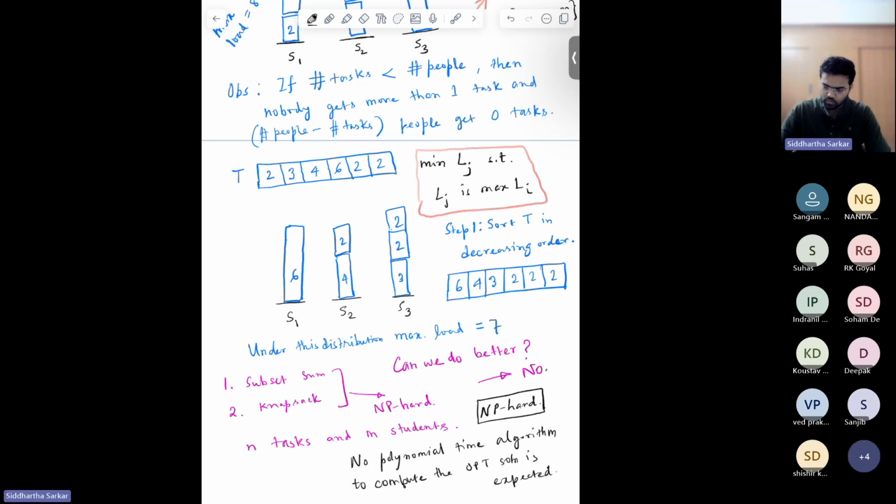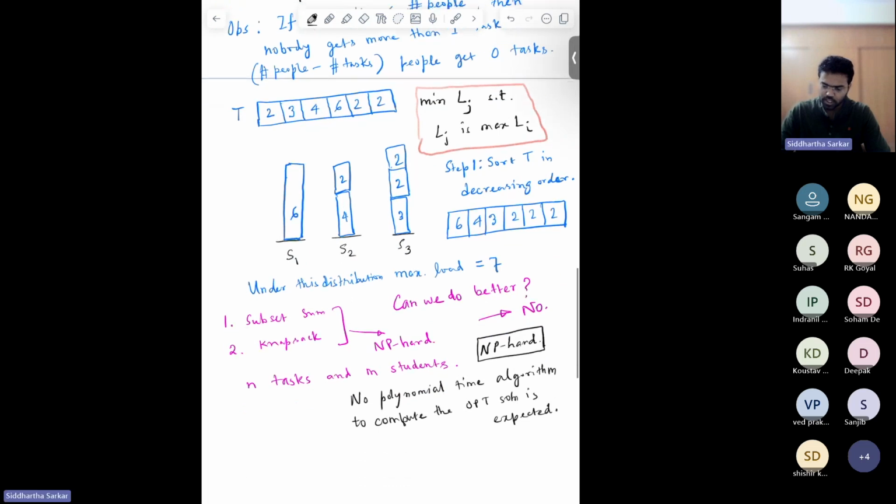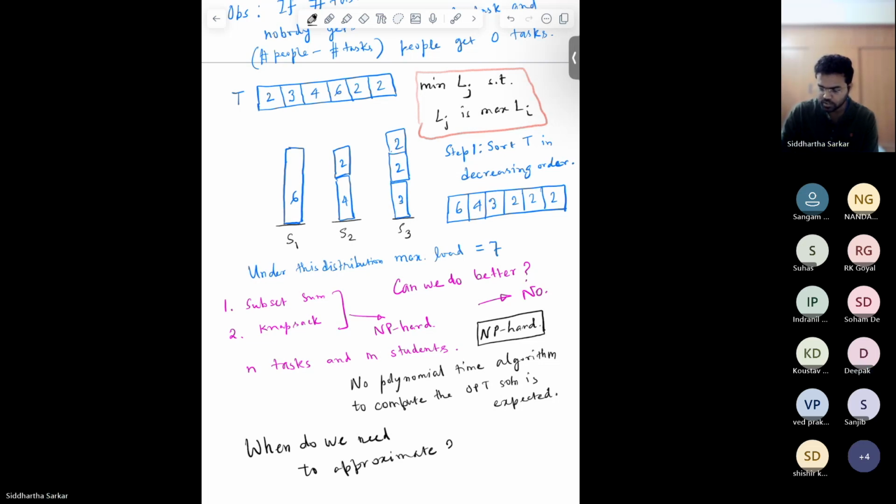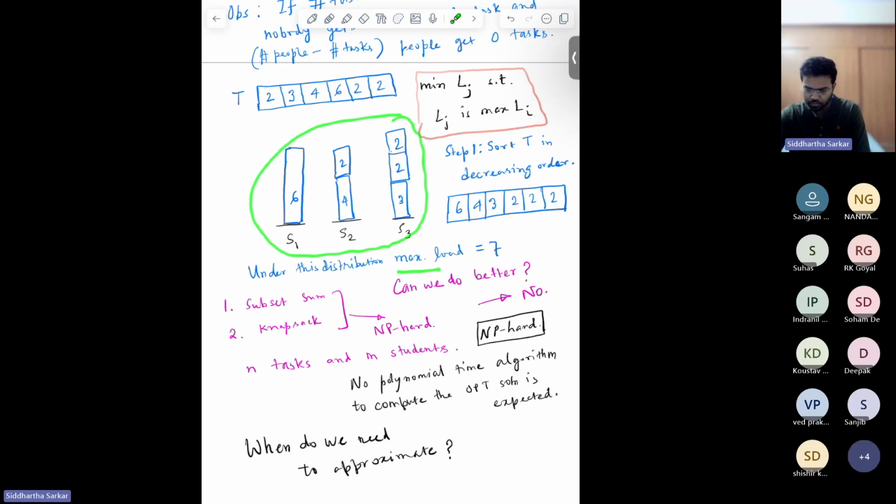Right. So now we are in this domain where the need for an approximation algorithm is visible. The last slide that we saw in the previous session was asking when do we need to approximate? It turns out that right now we have an occasion where we should look for an approximate solution. Although in this small example, this is the best one could do and we found the optimal solution with max load 7, in general, if there are n tasks and m students, it is not possible to find the optimal distribution that minimizes the max load in polynomial time.